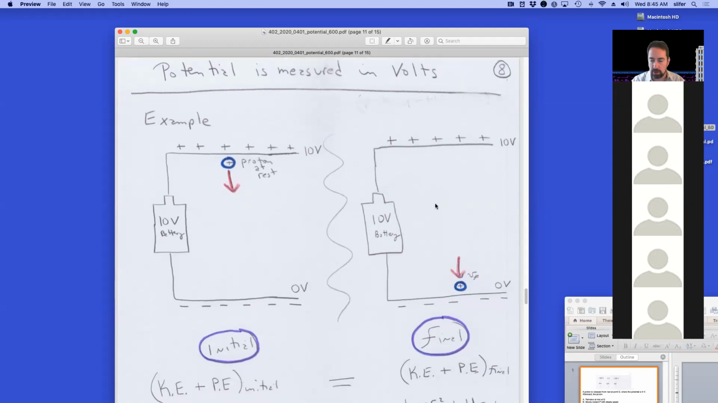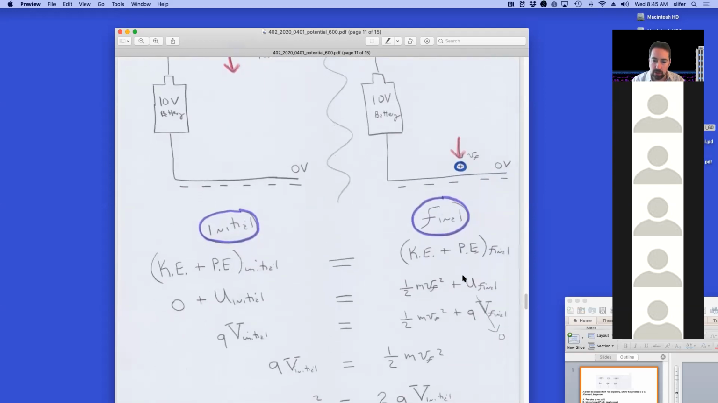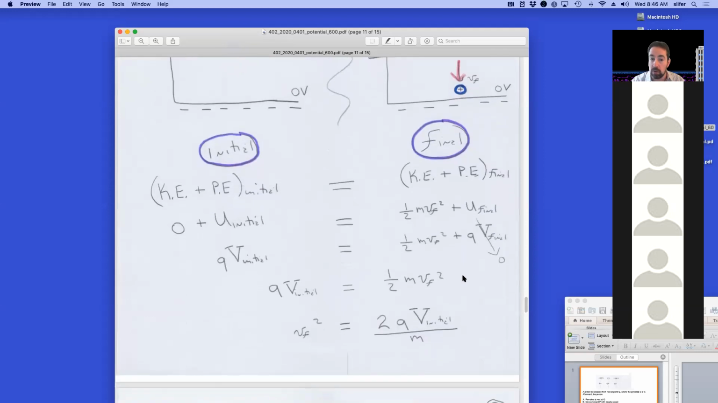And if I turn my head away and come back a couple seconds later, it's going to be down here traveling at some final velocity. It started at rest. It ends at some final velocity. I can use my conservation laws now to figure out what was going on.